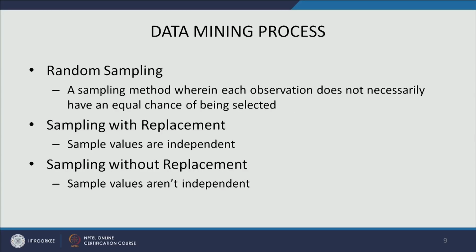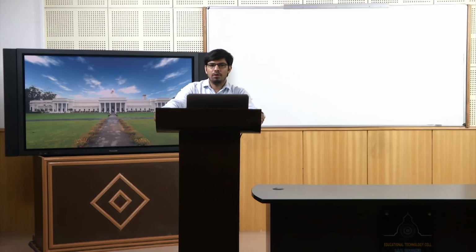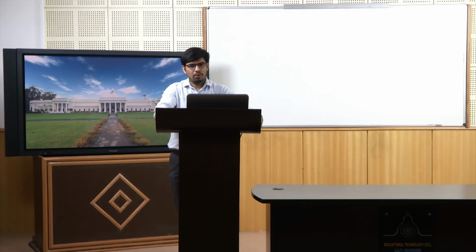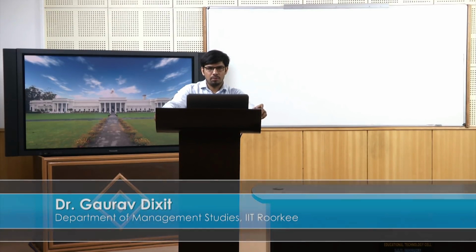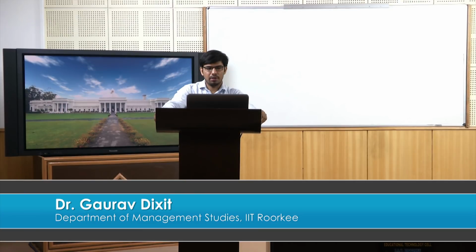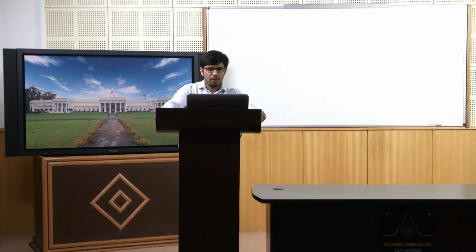Now what is random sampling? A sampling method wherein each observation does not necessarily have an equal chance of being selected. Generally simple random sampling is used, where each observation has an equal chance of being selected. The problem with simple random sampling could be that sometimes the sampled population could not be a proper representation of the target population because of this equal probability of each observation being selected. This could be one problem.